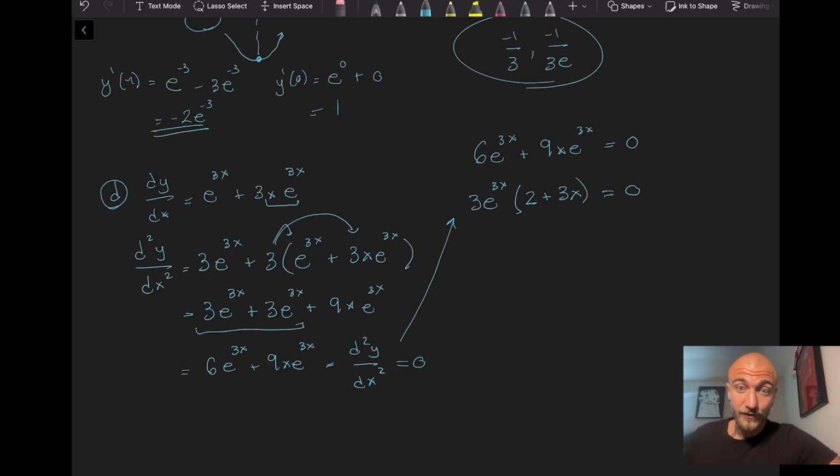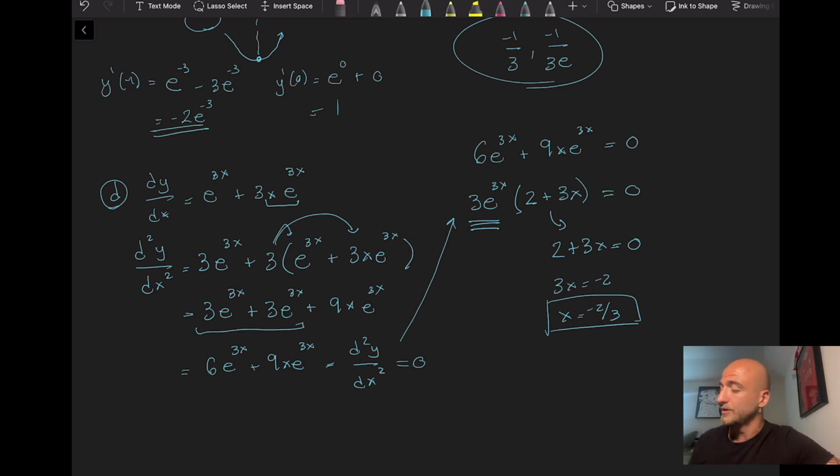To solve for x in this case, you set each of the two terms of the product equal to 0, but we know that this term here is not going to give us a meaningful solution because no value of x can make that equal to 0. So the only meaningful solution is going to come from the expression 2 + 3x = 0. 3x is equal to negative 2, so x is equal to negative 2/3. That's when we're going to get that inflection point.